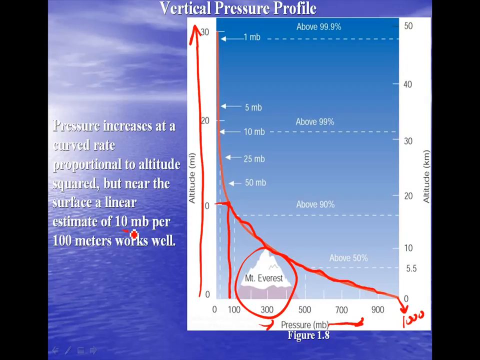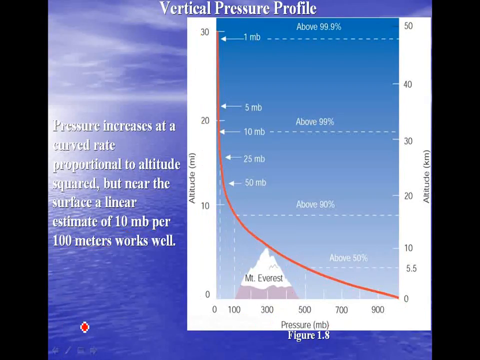There's a value of about 10 millibars per 100 meters in terms of how pressure changes over a linear distance. And that applies to about right here, about 10 millibars per 100 meters. But the rate of decrease of pressure begins to get much more rapid as we go higher up in the atmosphere.